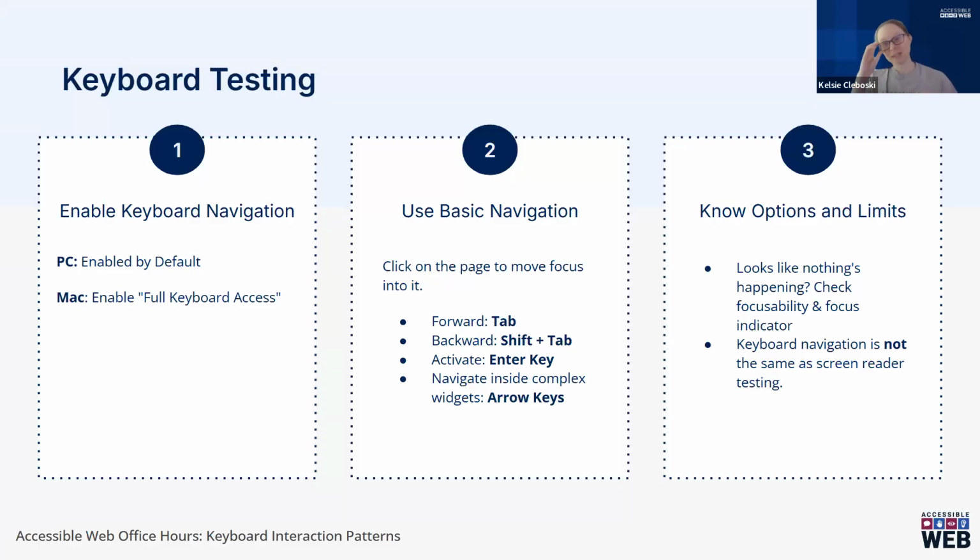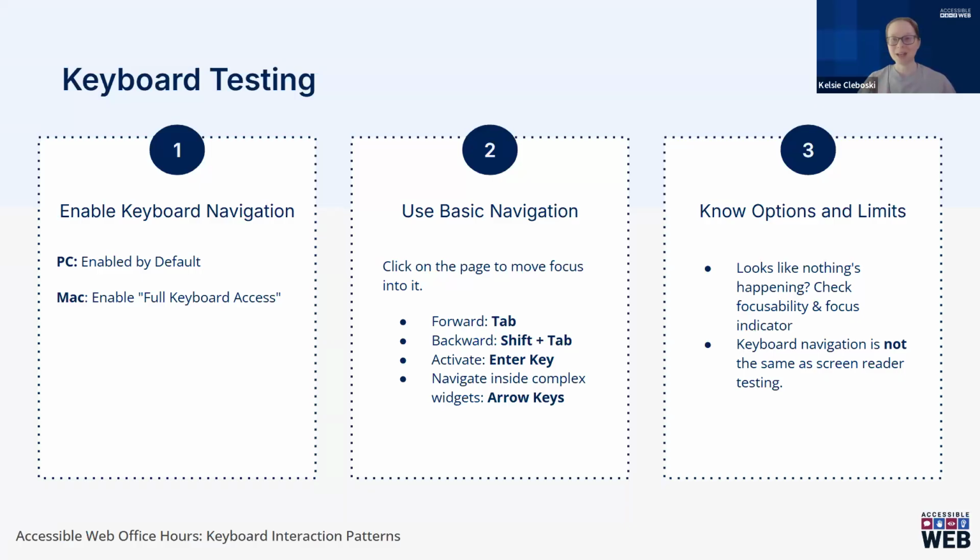It's also important when doing this testing to know the options and the limits of keyboard testing. One thing I definitely recommend if you're trying to keyboard navigate in content and it looks like nothing's happening, it could be that the components aren't receiving focus, or it could be they're receiving focus, but that visible focus indicator has a problem. It's invisible or it's really low contrast, so it's hard to see.